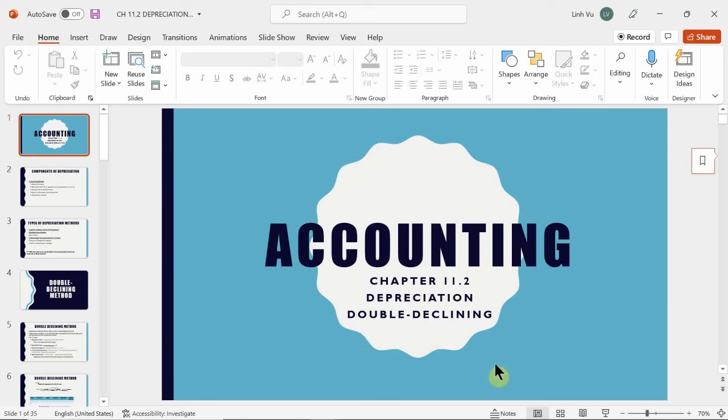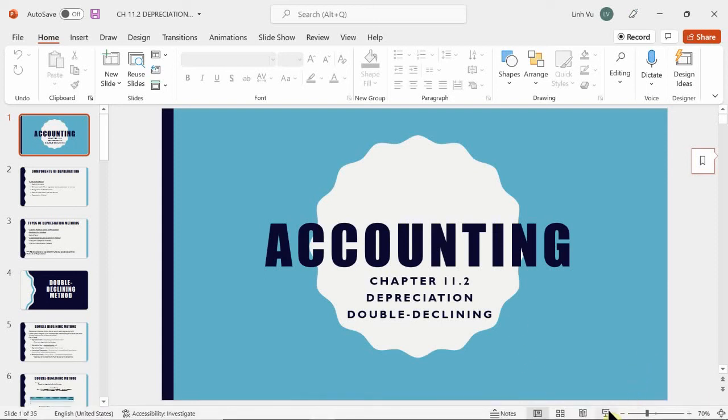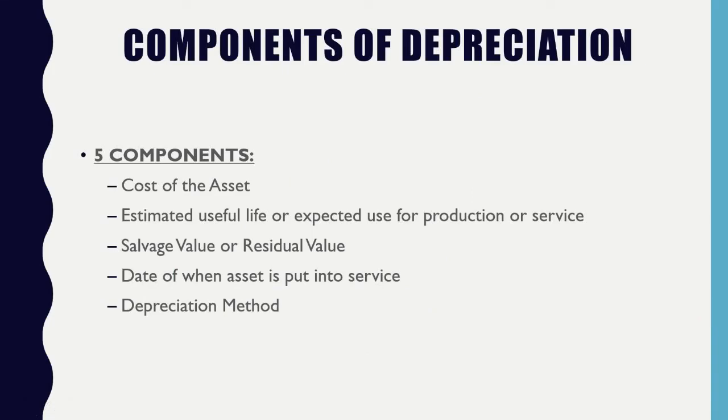This is 11.2. We already learned what depreciation is, so this is the second method that we're going to be looking at today, which is called double declining, also known as accelerated. Now, we already talked about the 5 components, right? All of these 5 components are going to carry over throughout the rest of this chapter because it's depreciation. You need to have all 5 components in order to complete and calculate depreciation.